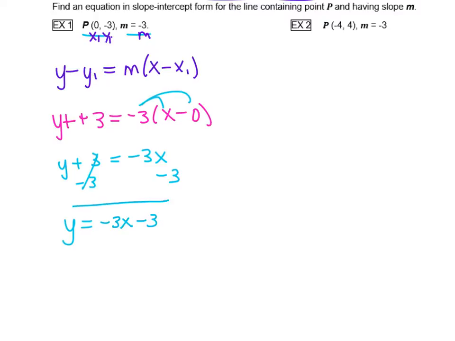And it's solved for y, which tells me this is slope-intercept form. Y equals our m, which is -3, and our y equals mx plus b. Our b is also a -3, which is your y-intercept of the graph.